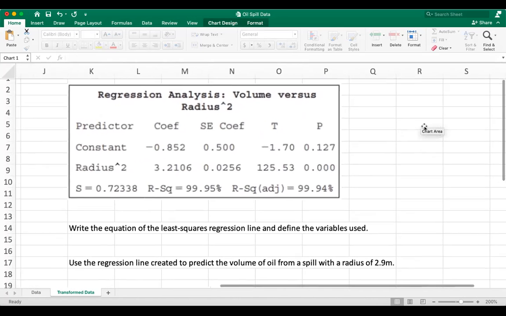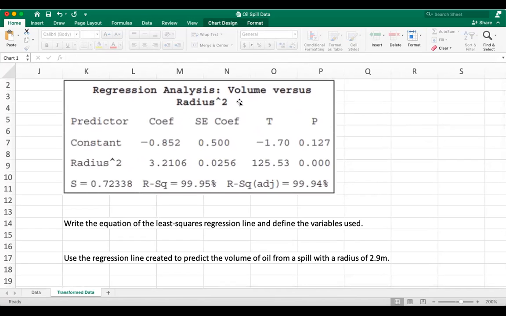So here's our regression analysis, volume versus radius squared. Not just the radius, the transformed radius. So we've got the y-intercept, we've got radius squared as our explanatory variable, and it gives us some other statistics down here. Remember, we don't really need to worry about these three columns at this point in the class, and we never have to worry about the adjusted r squared. Anyhow, write the equation of the least squares regression line and define the variables used.